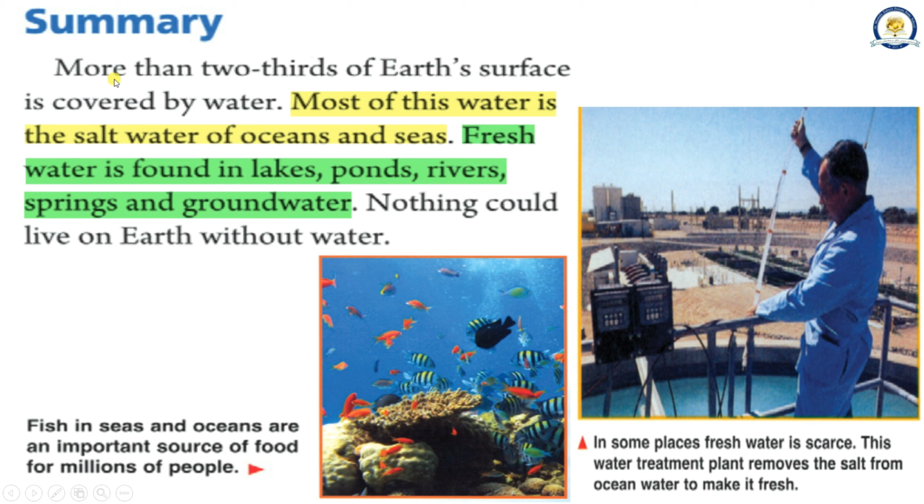Summary. More than 2/3 of Earth's surface is covered by water. Most of this water is the salt water of oceans and seas. Fresh water is found in lakes, ponds, rivers, springs, and groundwater. Nothing could live on Earth without water.